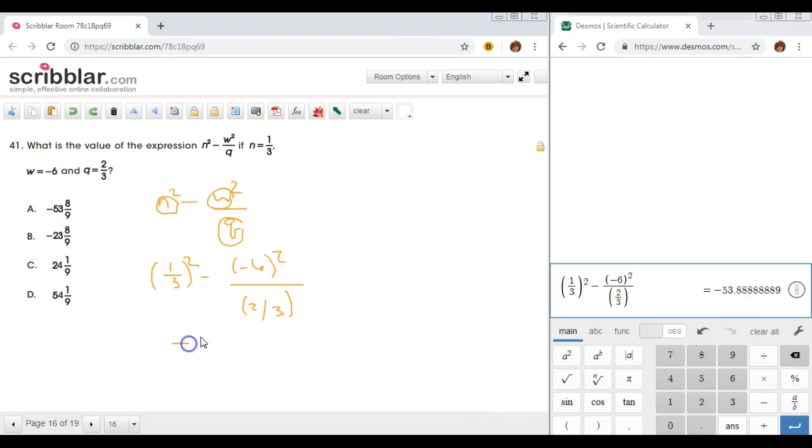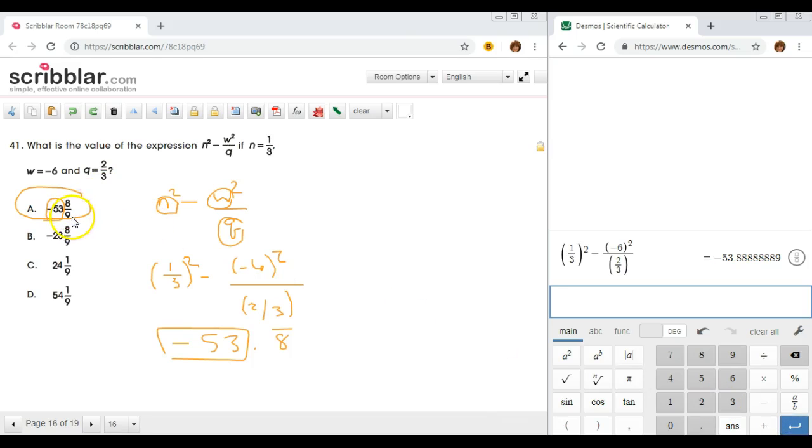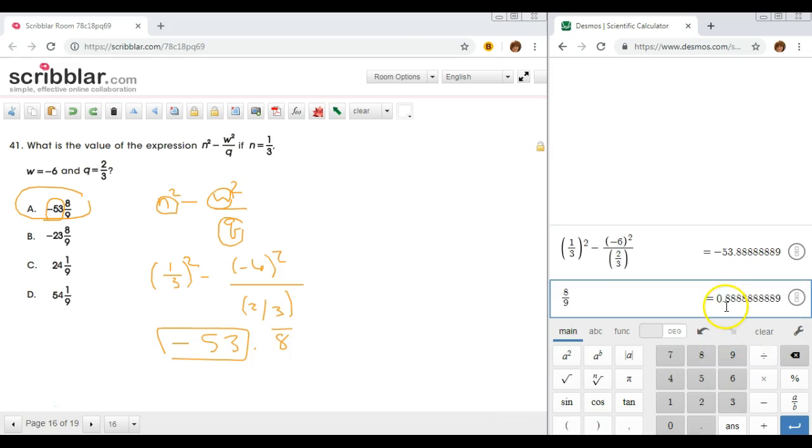53.88888 repeating. So none of the answers say exactly that. It's pretty easy to tell which one it is, though, as long as the front part is matching. And there's no other. If there were two negative 53s, we'd have to get a little creative. If one of the other answer choices did say negative 53 for whatever reason, we could go to our calculator and do 8 divided by 9 to see if our decimals match. If we do 8 divided by 9, it does give us 0.8888 repeating, so we know that that has the correct decimal with the correct beginning piece.